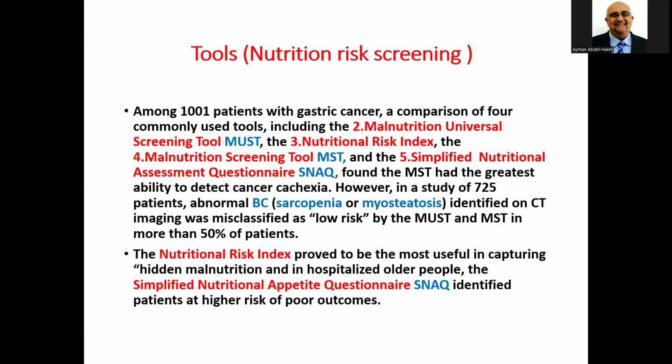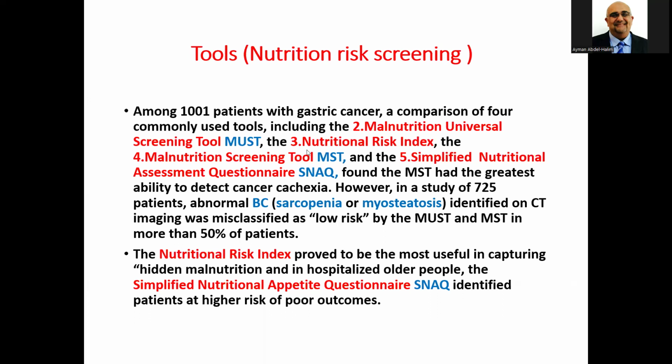Another tool for nutritional risk screening, the malnutrition universal screening tool, is called MUST. Another tool, nutritional risk index. Another tool is the malnutrition screening tool, or MST. Another tool, simplified nutritional appetite questionnaire, or SNAQ. And basically, they found that the MST had the greatest ability to detect cancer cachexia.